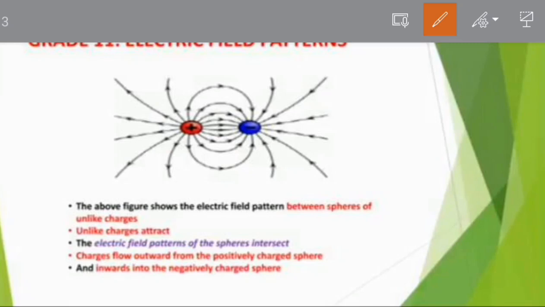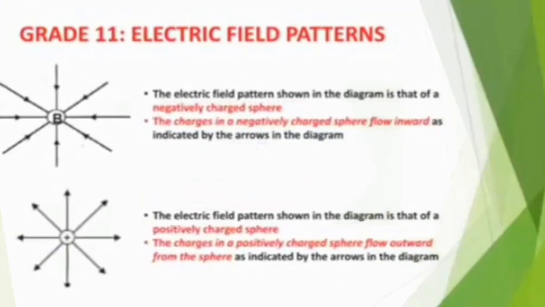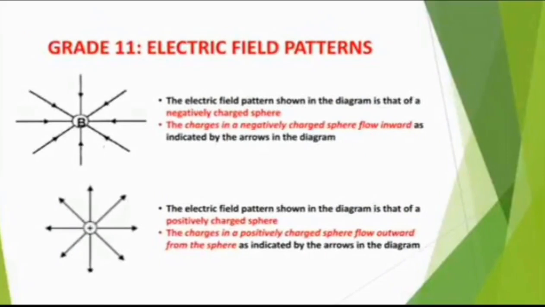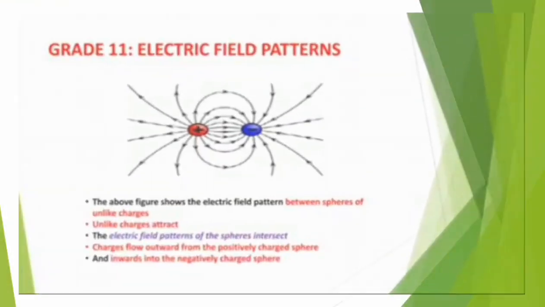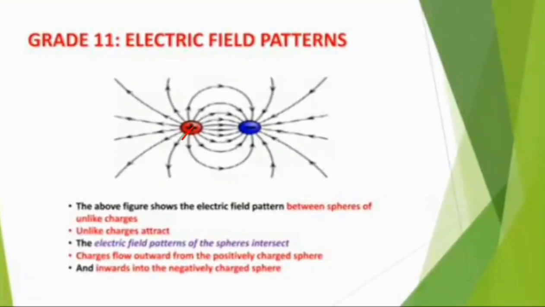But then here there is a bending of the electric field patterns. Why? Because of that force of attraction that is taking place here. So there is that bending of the field lines that are no longer as straight as these ones. Remember, for these ones, there is no force of attraction because they're just individual spheres. Then here now, these spheres are brought together.